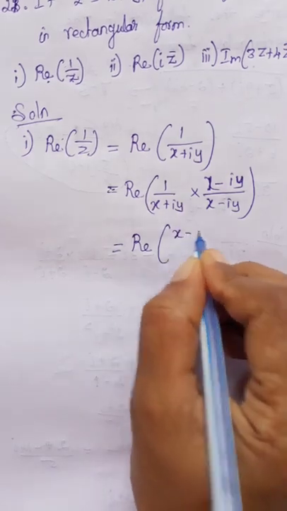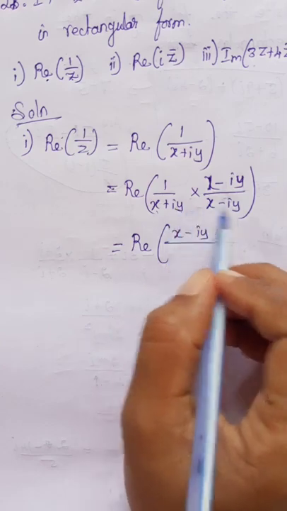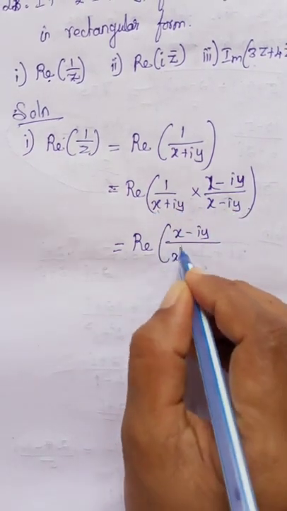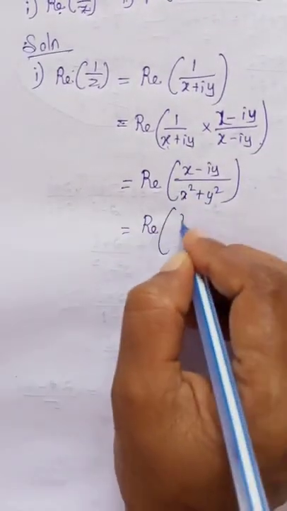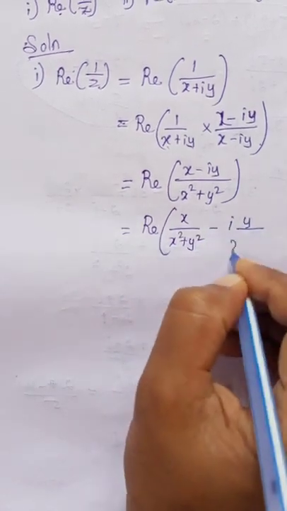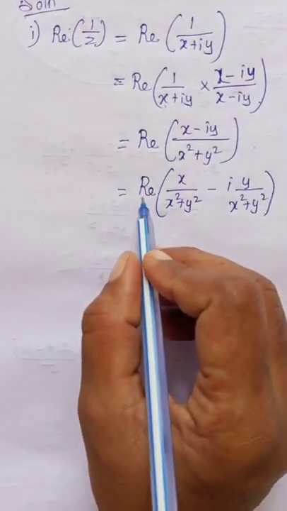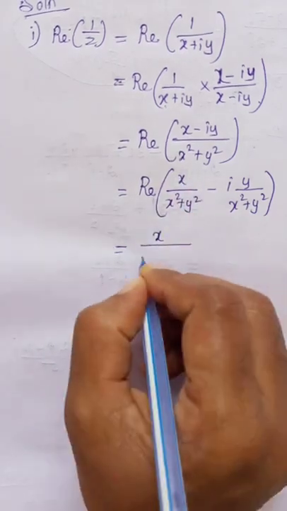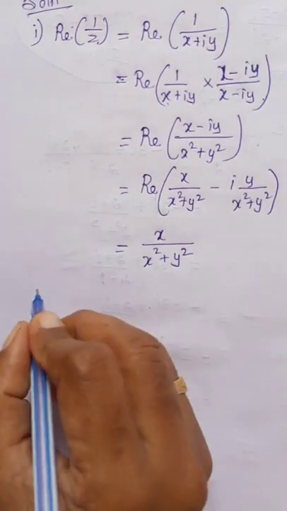So the real part of x minus iy by the complex number and its conjugate, so x square plus y square. If I write directly, it is x by x square plus y square minus i into y by x square plus y square. But what we need is only the real part. Here the real part is x by x square plus y square. Is that clear?